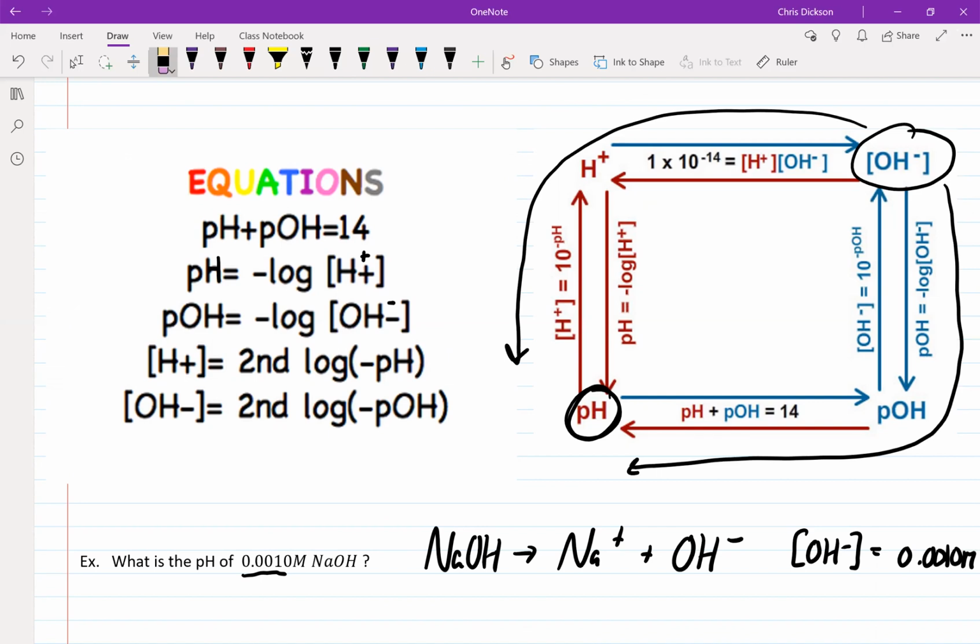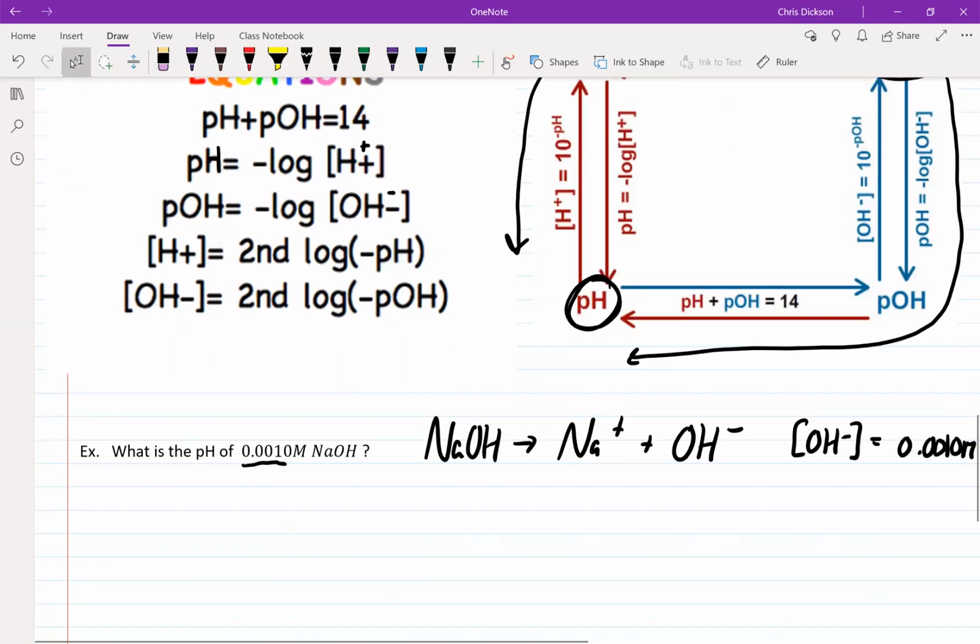So the first thing I'm going to do is find the pOH from the hydroxide concentration, and then I'm going to find the pH. But you could go the other way if you want to, whatever floats your boat. Okay, so let's find the pH here. The pOH should equal the negative log of the hydroxide concentration. So that's going to be 0.0010.